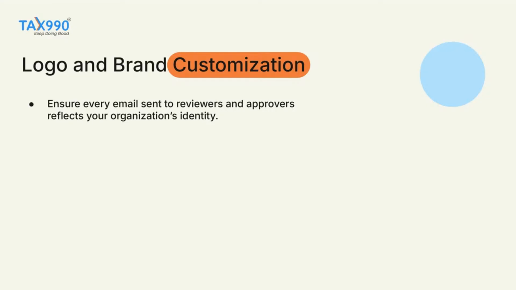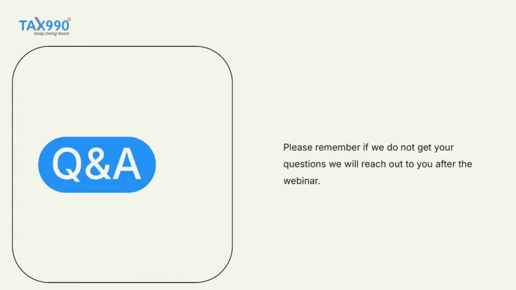With our new logo and brand name customization, you can also ensure every email sent to your reviewers and approvers reflects your organization's identity. By simply uploading your logo and setting your brand name, all communication from Tax990 will appear as if it's coming directly from your team. This not only makes your organization instantly recognizable, but it enhances your credibility and improves engagement by creating a personalized, professional experience for your clients and your reviewers.